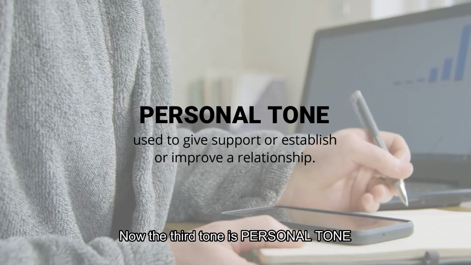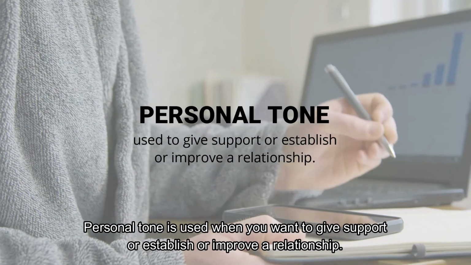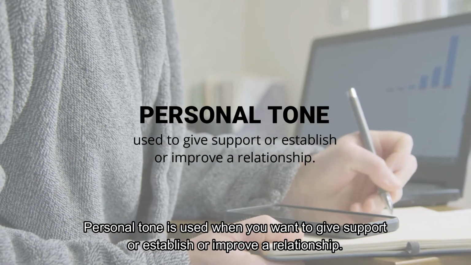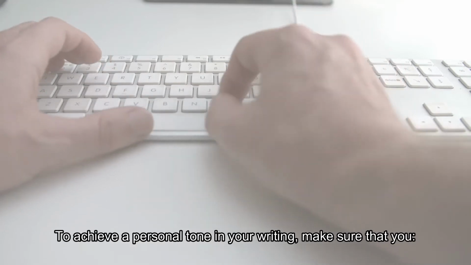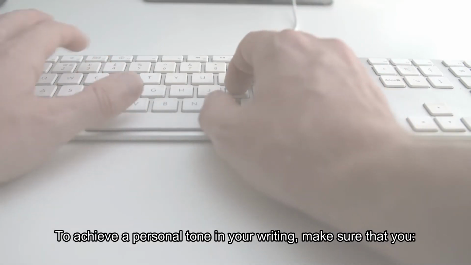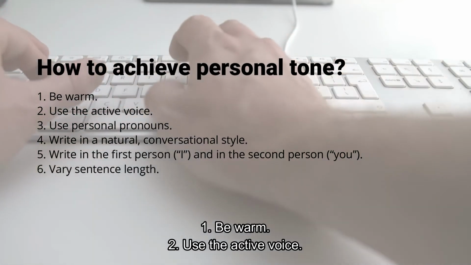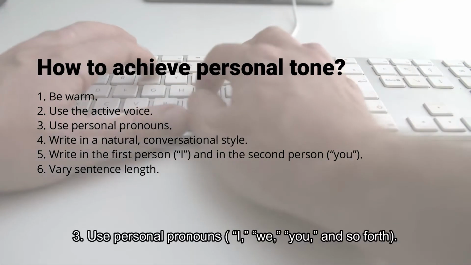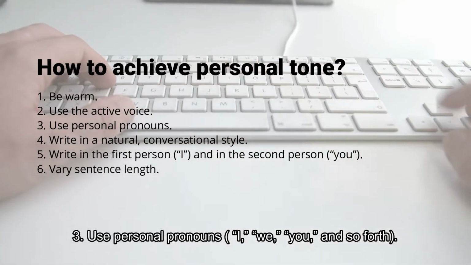Now the third tone is personal tone. Personal tone is used when you want to give support or establish or improve a relationship. To achieve a personal tone in your writing, make sure that you, number 1, be warm. Number 2, use the active voice. Number 3, use personal pronouns, for example, I, we, you, and so on.